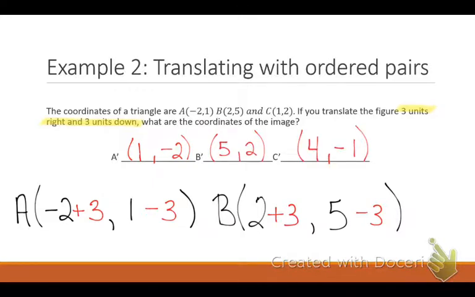And if you look back to the example we just did, it's the same ordered pairs for the image. Okay? So whether you translate on a graph or you translate with ordered pairs, you will end up at the same coordinates for the image. Okay? Got it?